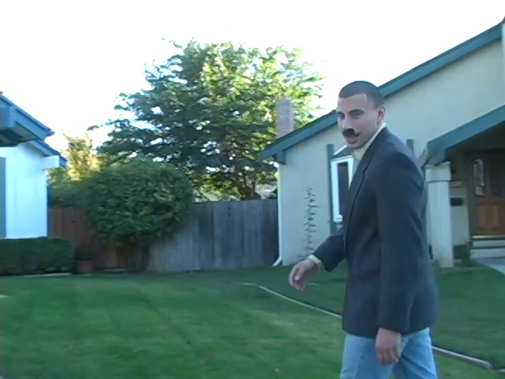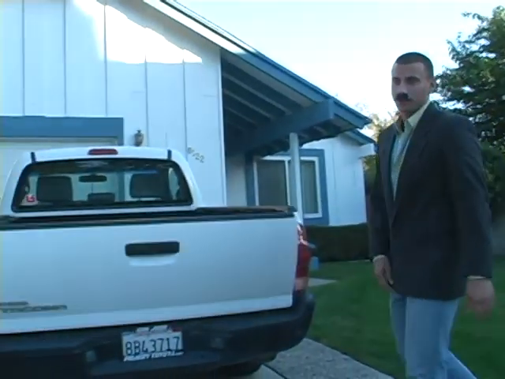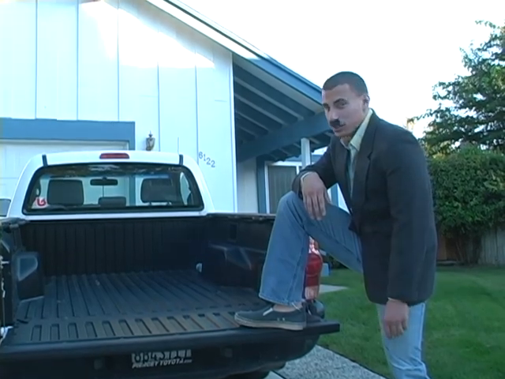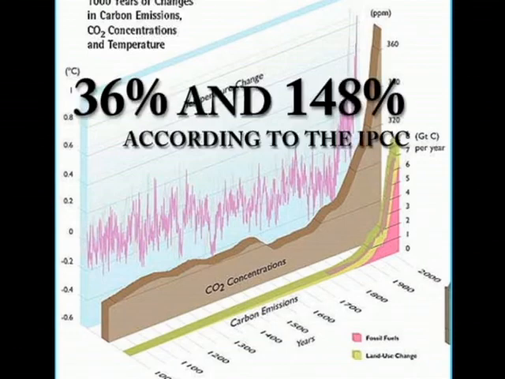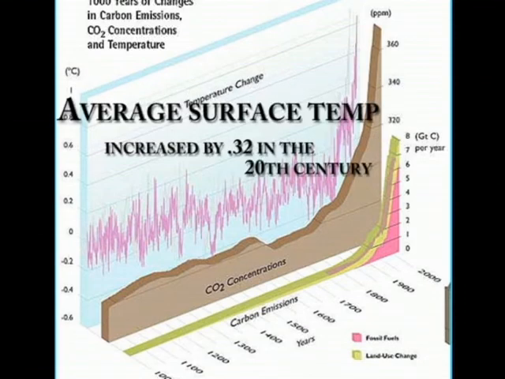The cause of what scientists call this sudden climate shift? Human activity, such as burning of fossil fuels and deforestation. The concentrations of CO2 and methane have increased by 36 and 148% respectively since 1750. According to the 2007 Fourth Assessment Report by the Intergovernmental Panel on Climate Change, the IPCC, global surface temperature has increased by 0.32 degrees Fahrenheit during the 20th century.